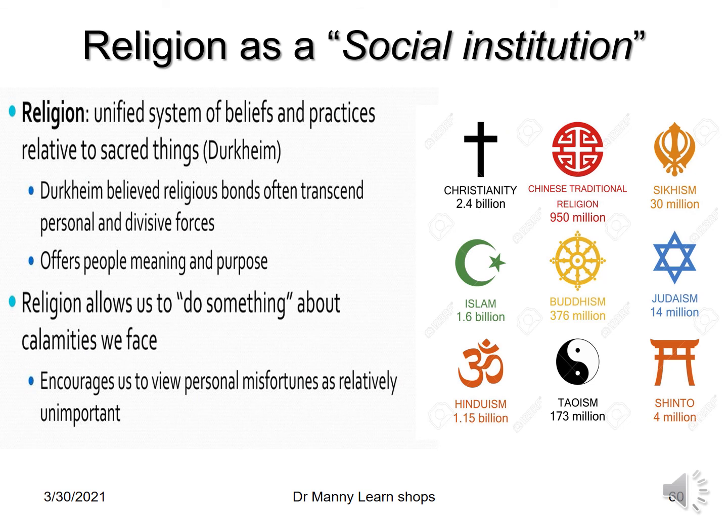Then let's look at religion as a social institution. Religion, terminology-wise, is a unified system of beliefs and practices relative to sacred things. And we already spoke about Durkheim earlier, but he believed that religious bonds often transcend personal and diverse forces, and it offers people meaning and purpose to their lives.